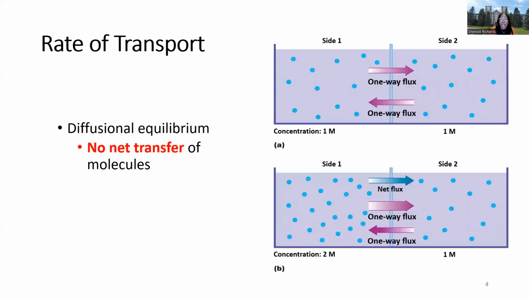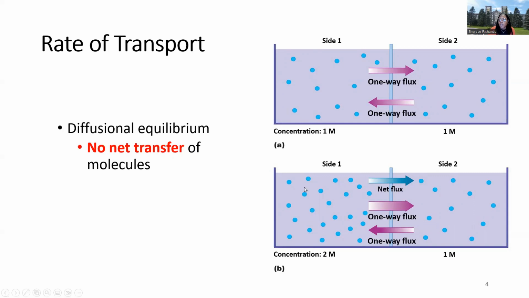So if we think about the rate of transport across the membrane, it's basically based on the concentration gradient. And so particles are going to be moving, as long as they can move through a membrane, in one direction or the other, and they're going to be trying to get to a diffusional equilibrium. When they get to a diffusional equilibrium, there's going to be no more net transfer of molecules.